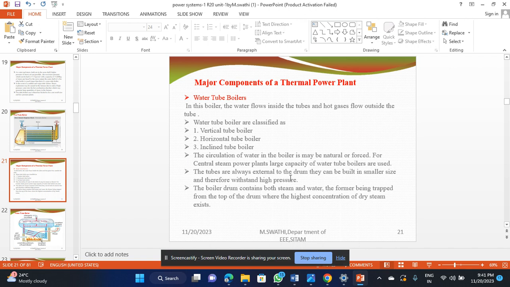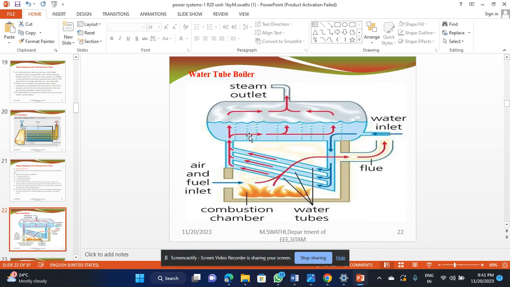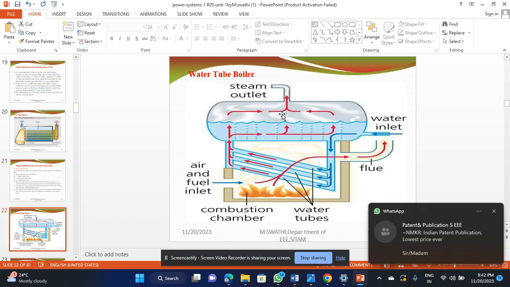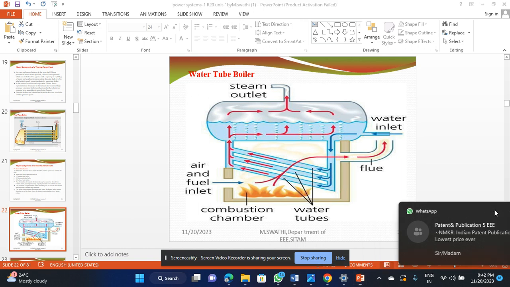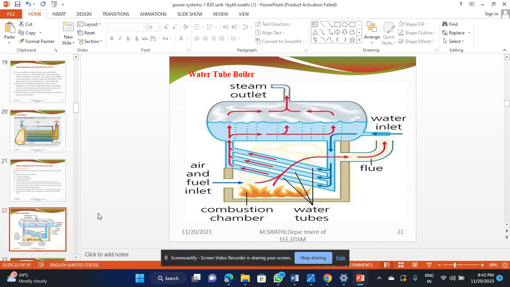The tubes are always extended to the drum. They can be built in smaller size and therefore withstand high pressure. The boiler drum contains both steam and water, and the steam is drawn from the top of the drum, where the highest concentration of dry steam exists. So here, at the top of the drum, the high pressure, higher capacity steam outlet is present. So this is our water tube boiler.